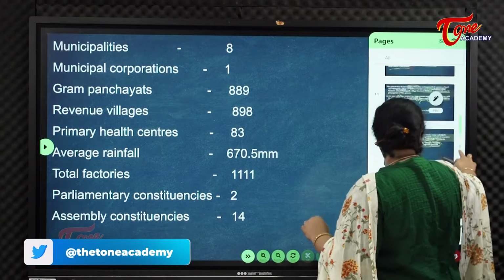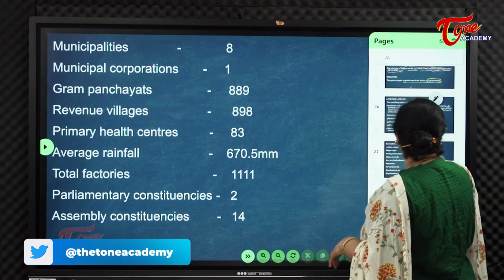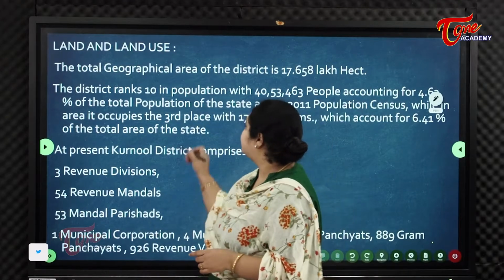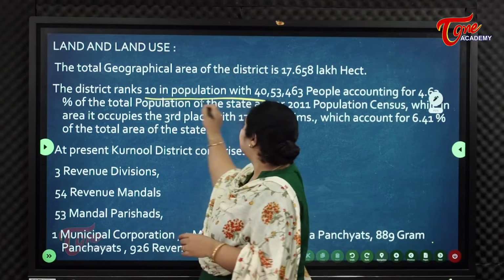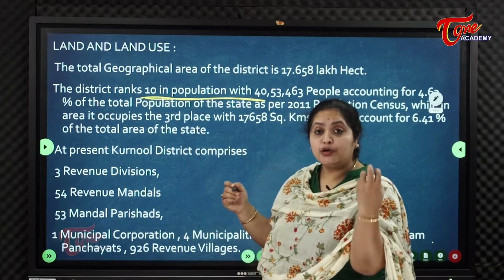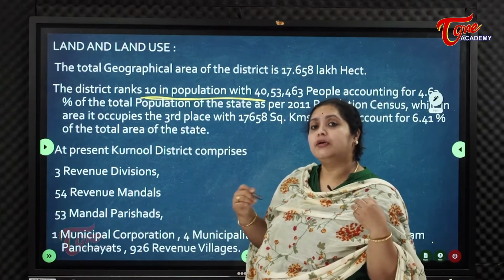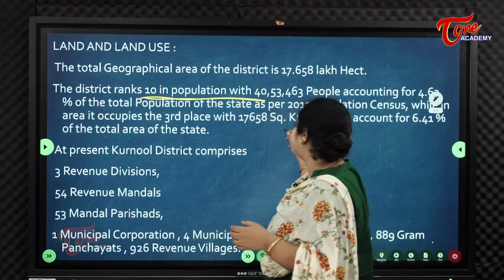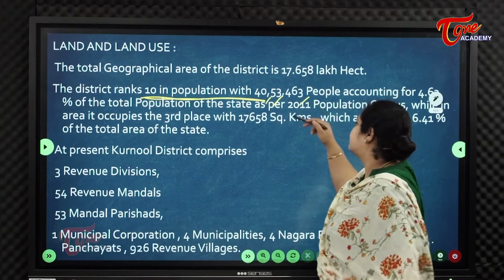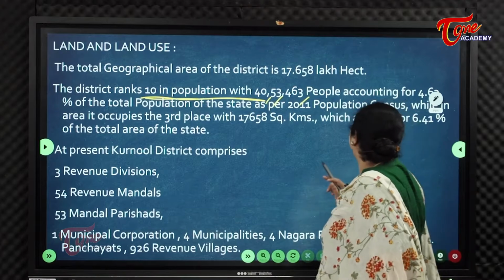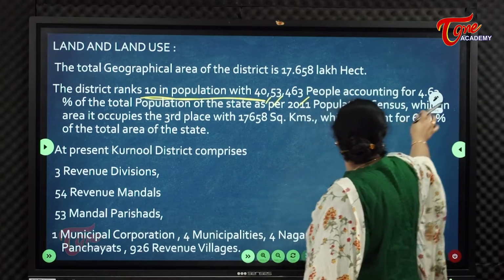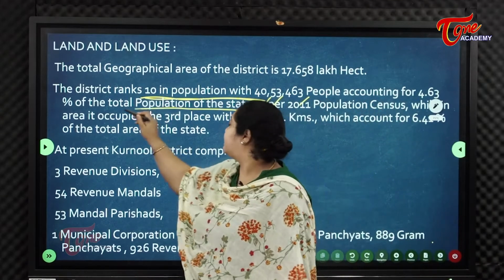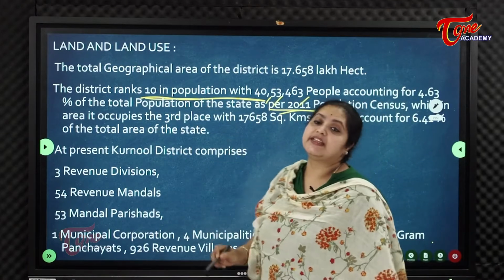Now coming to other details. Kurnool district, what's the ranking in population? In the state of AP, the ranking of Kurnool district in population is 10th with 40,53,460 people, accounting for nearly 4.63% of the total population of the state as per 2011 census.